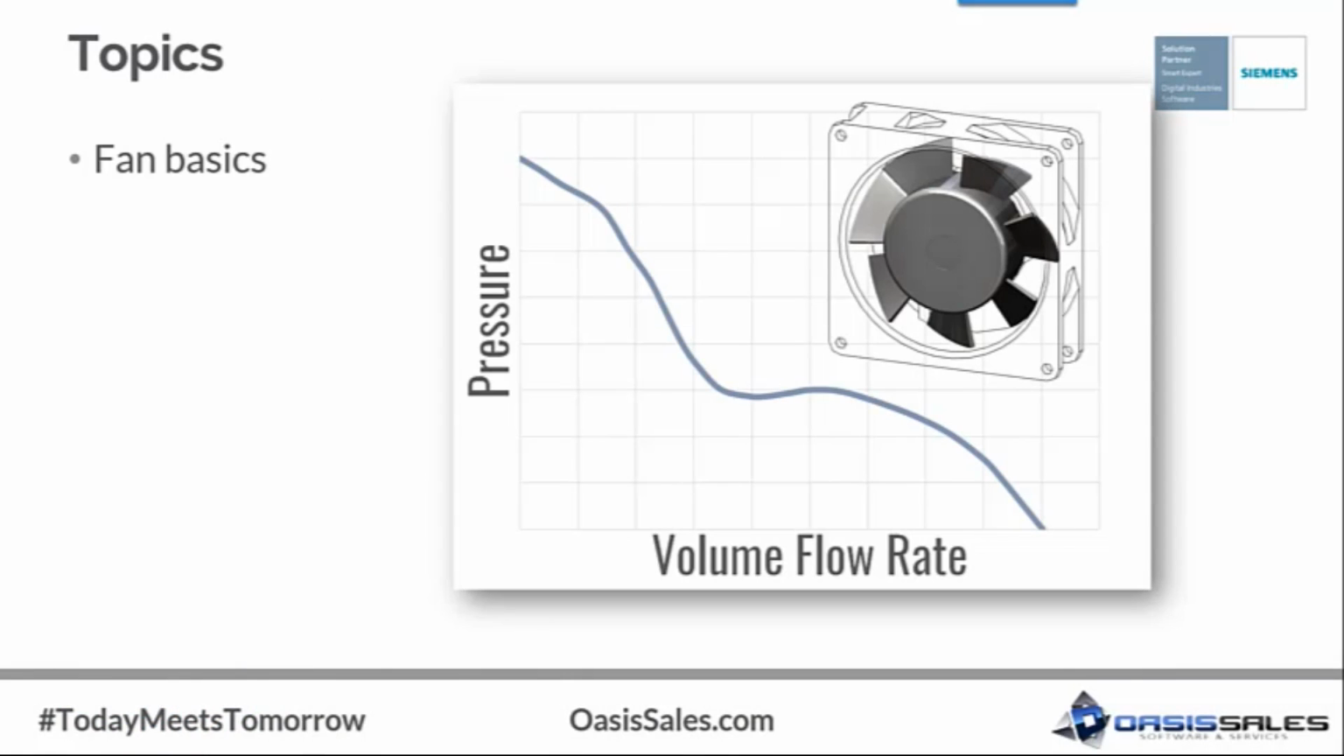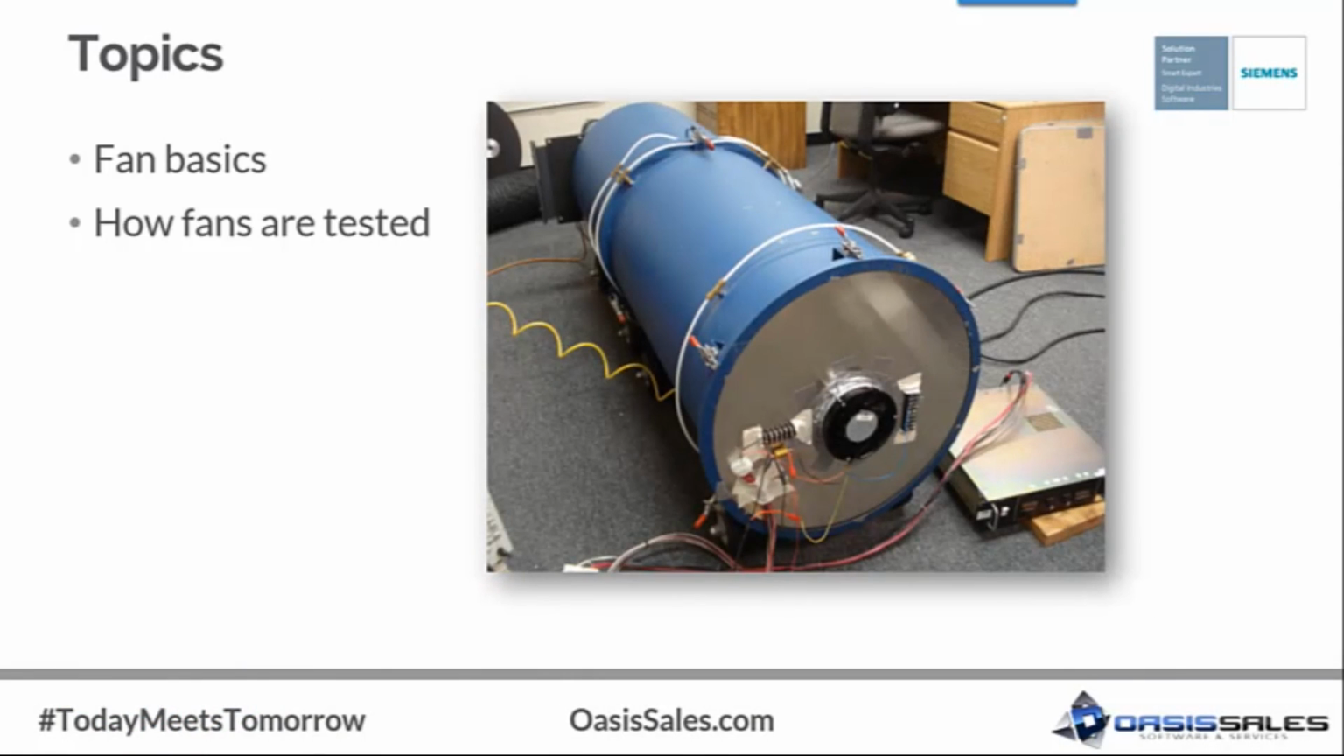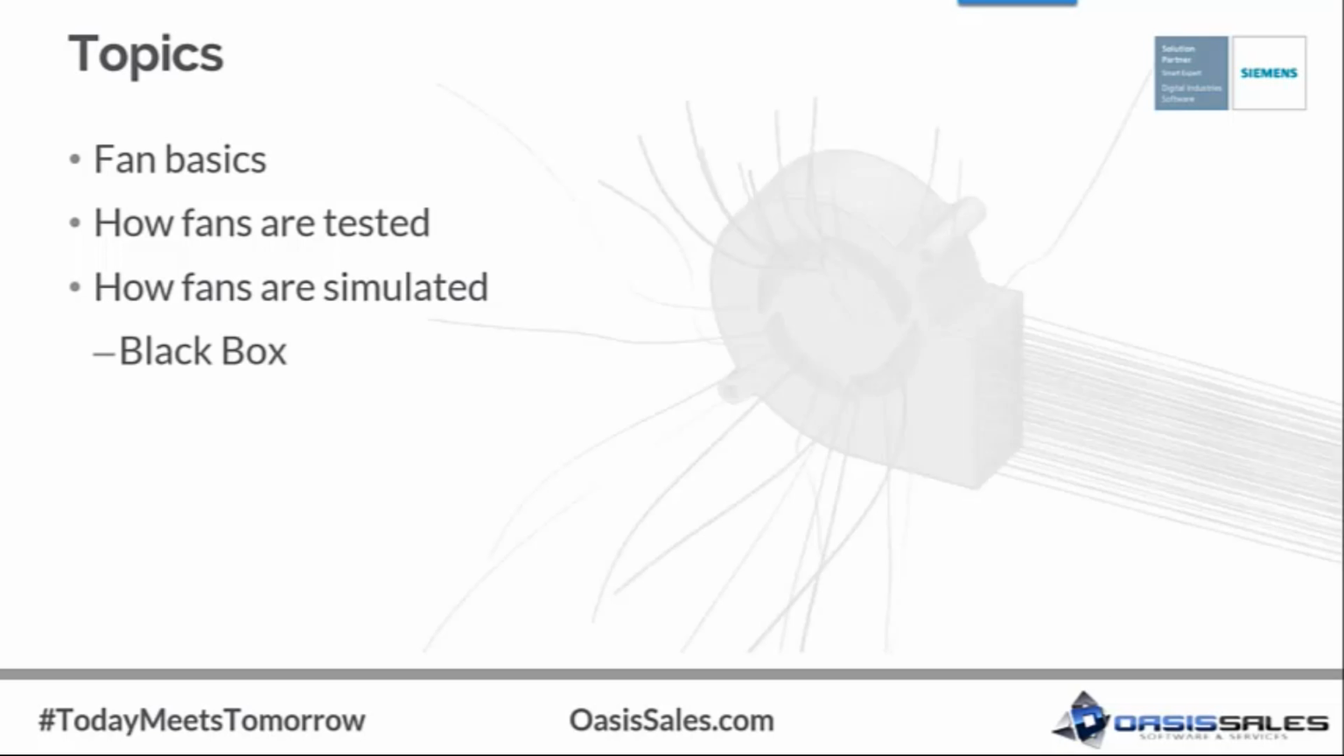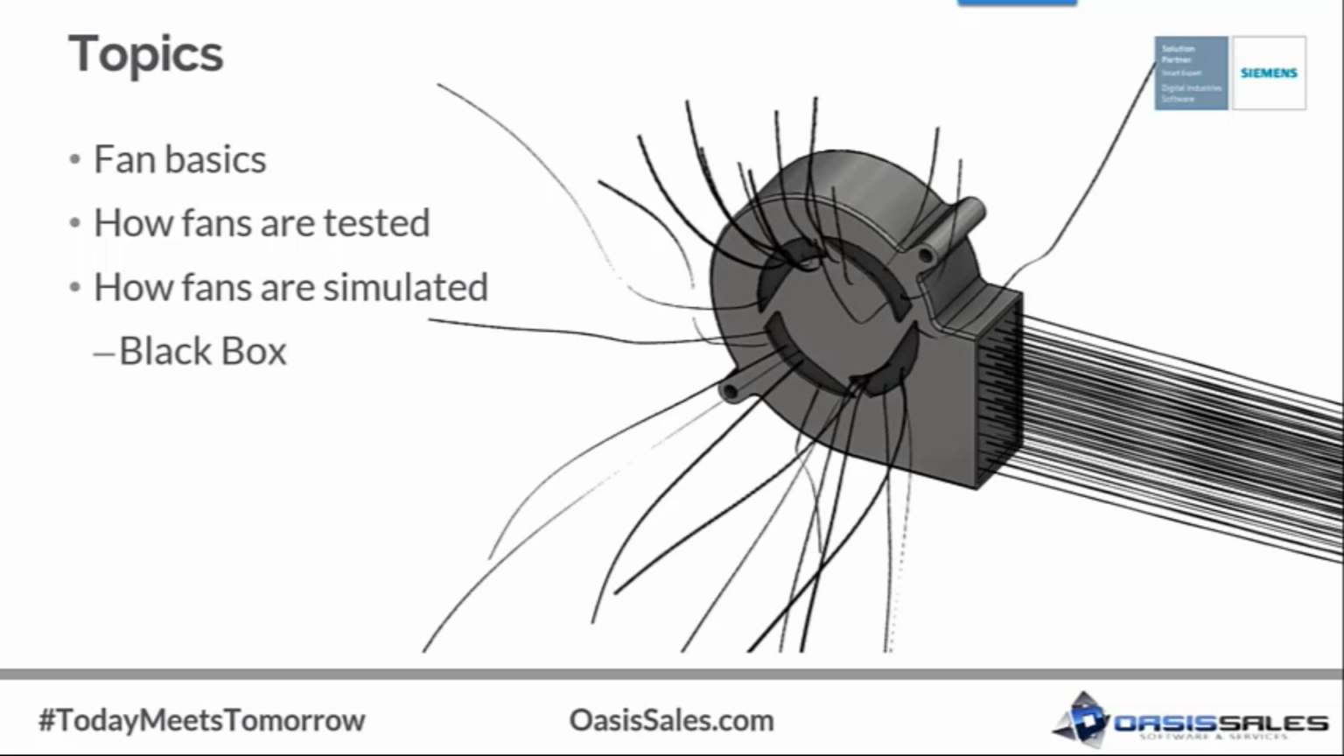After introducing some basics, I'll turn it over to Dr. Raghupati to discuss how fans are characterized experimentally. We will then discuss how fans are simulated. In electronics thermal design software such as FloTHERM and FloTHERM XT, fans and blowers can be included in the analysis via a black box approach. We'll provide an overview of this approach along with some pros and cons of this method.